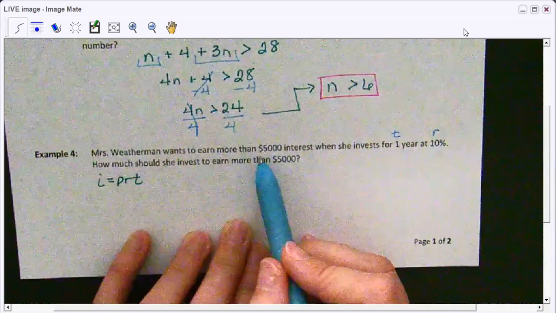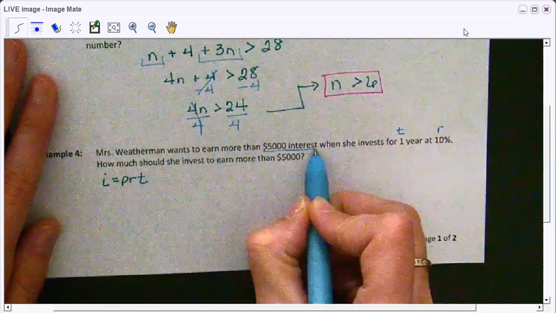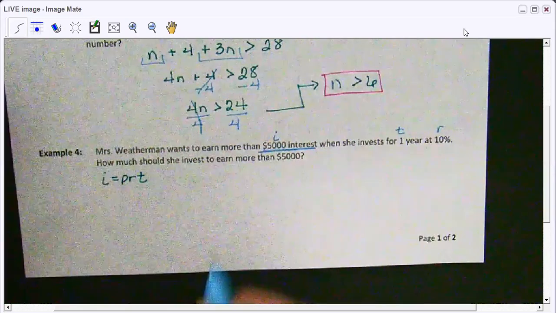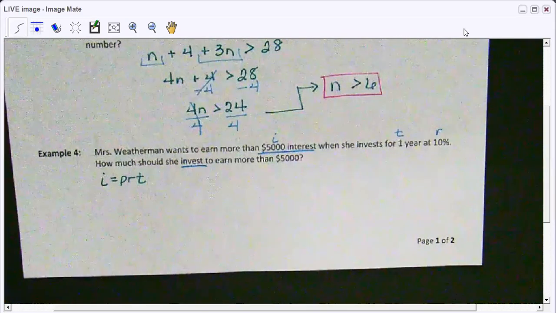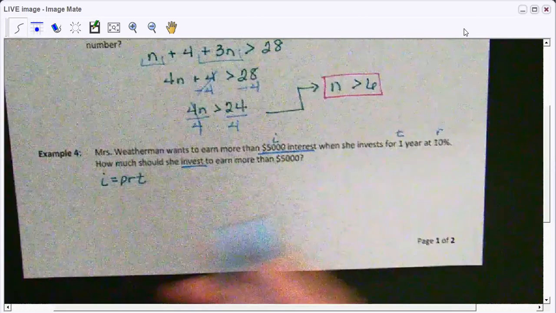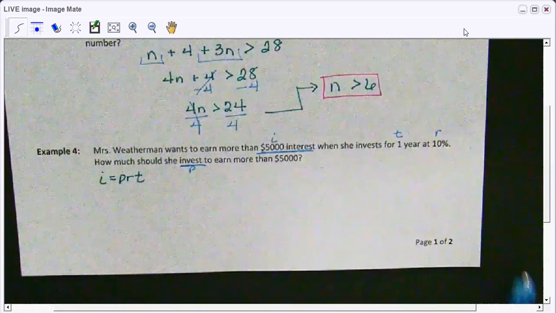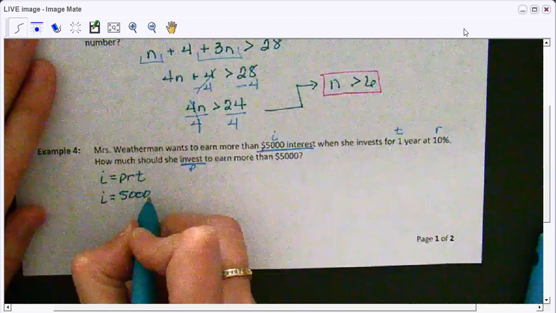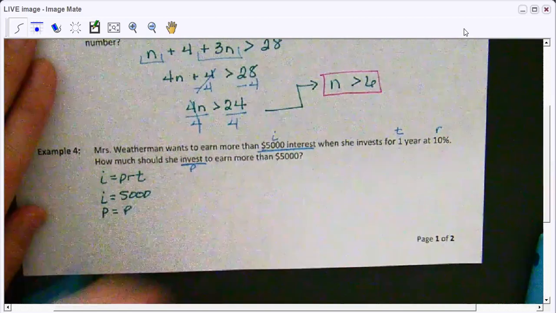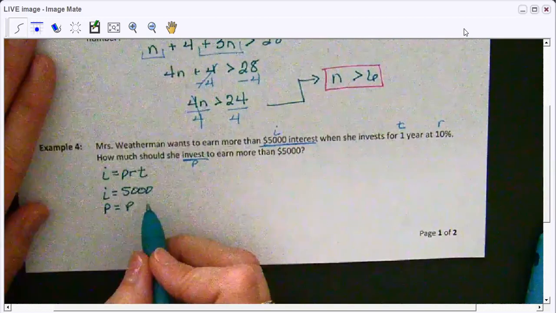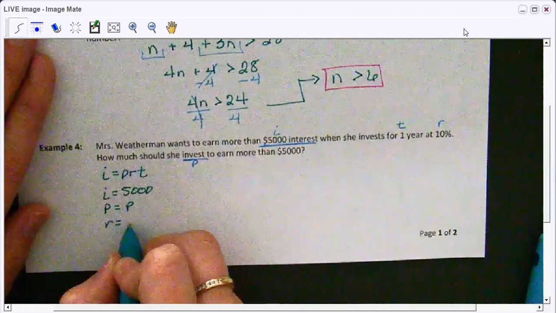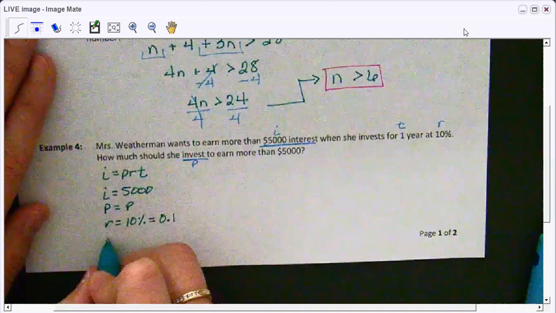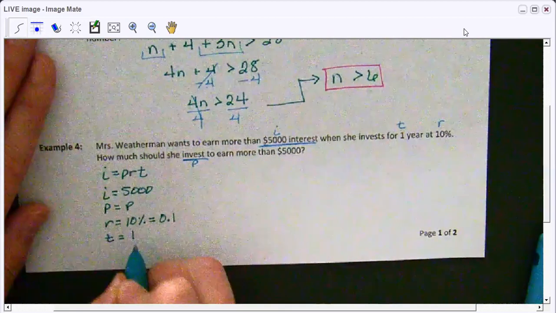This is our T. We should know the percent is our rate as a decimal. And then it says she wants to earn more than 5,000 interest. It tells us right there that 5,000 is interest. So the investment, what you deposit into the bank, is your principal. So this is P. So let's write that out. I is 5,000. P is P. We're going to choose P. R is 10%, but we turn that to a decimal, so it's 0.1. And then time is 1 for 1 year.